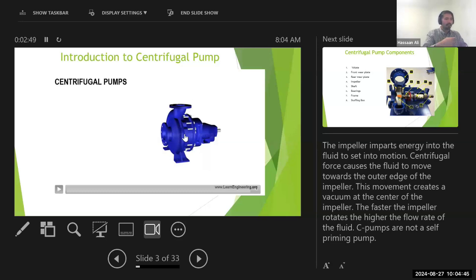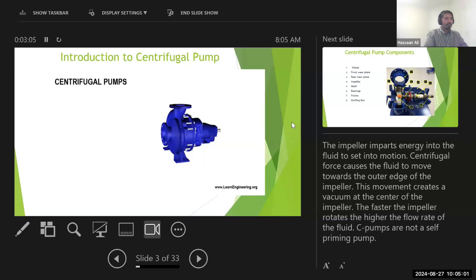repeated continuously. So one of the things about centrifugal pumps is that the faster you rotate them, the higher your flow rate is going to be. Very simplistically, your flow rate is directly proportional to your impeller speed.